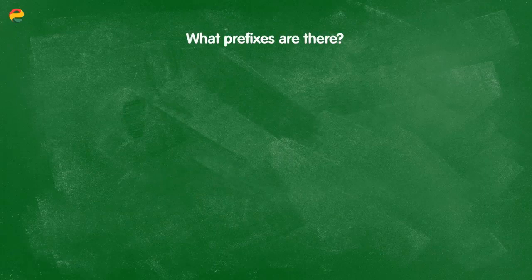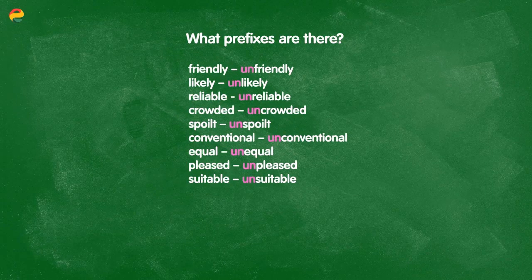So now let's examine some prefixes in a little bit more detail. And let's examine how these change the meanings of the words that they're attached to. So first, I want to bring your attention to the following list of words. If I say, for example, friendly and unfriendly, or likely and unlikely, reliable and unreliable, crowded or uncrowded, spoilt or unspoilt, conventional or unconventional, equal or unequal, pleased or unpleased, and suitable or unsuitable. Here, adding the prefix un to the word in question means that we're taking the opposite meaning.